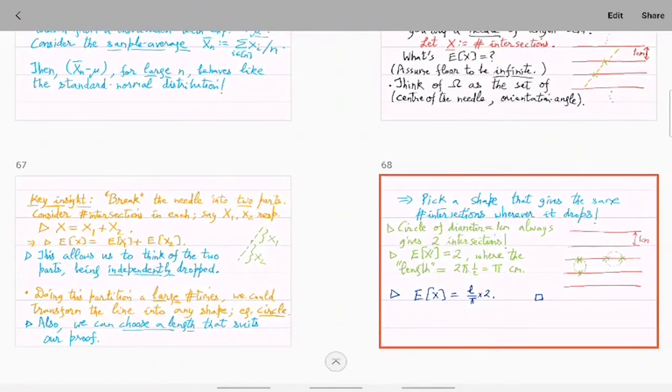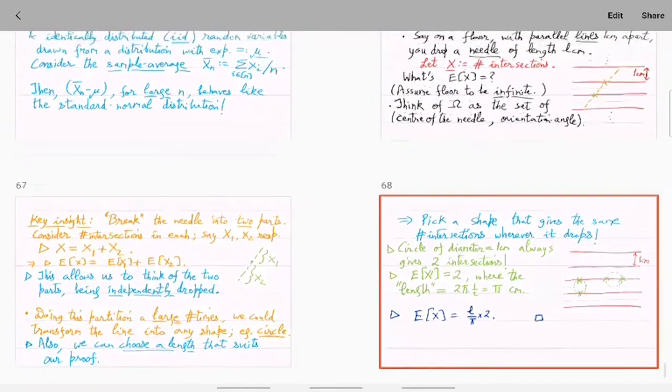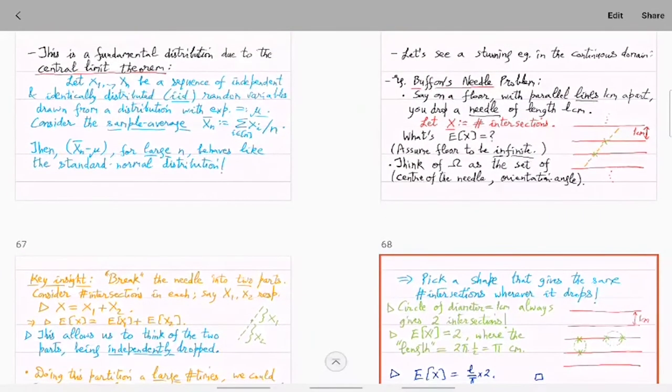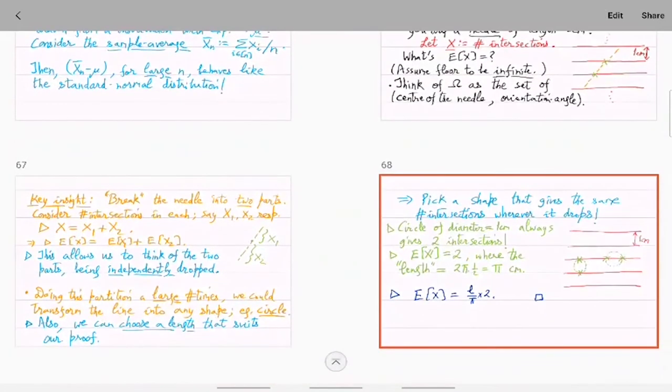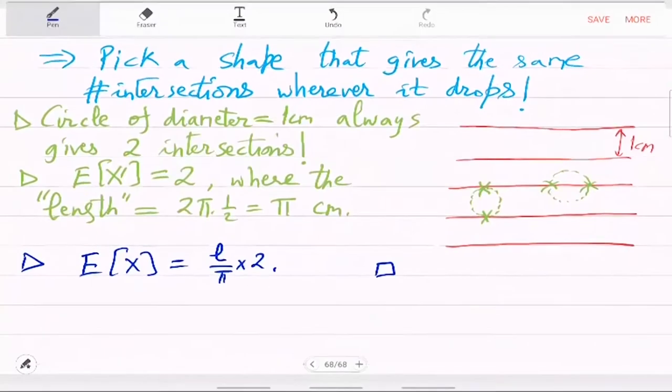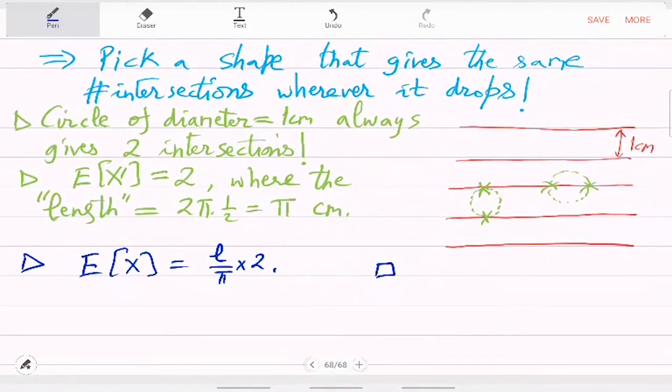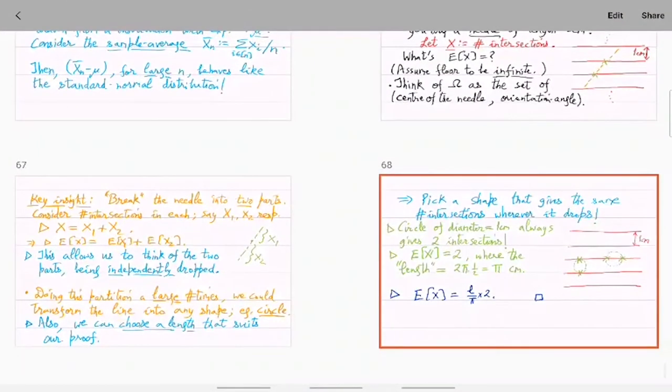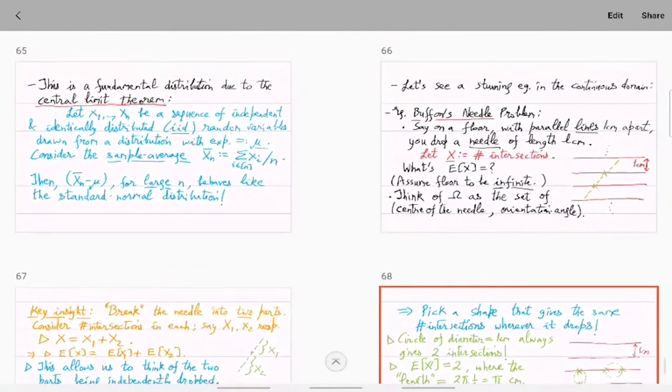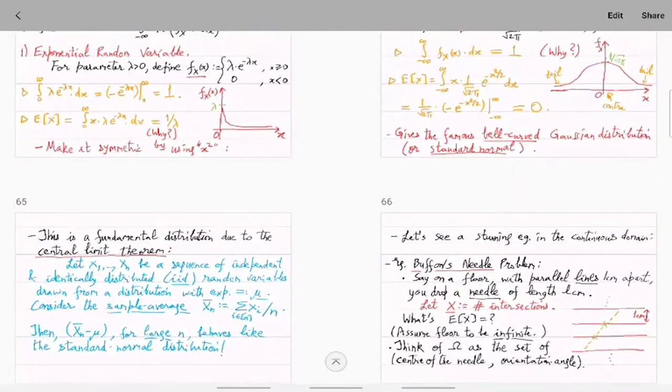So for a needle of length 1 centimeter, you expect 2 by pi as the expected number of intersections. This is an amazing application of linearity of expectation. I wanted to do one more random variable, which is famous. But before that, let us continue with another example.